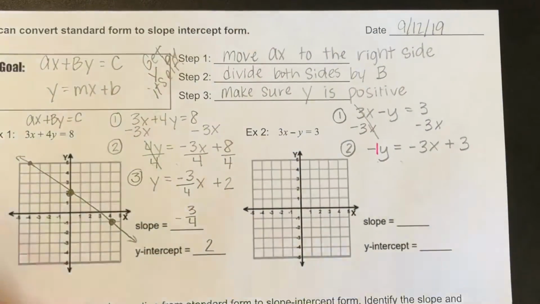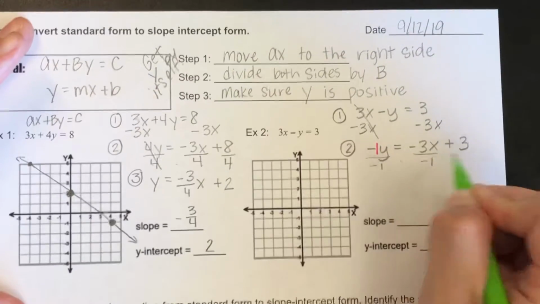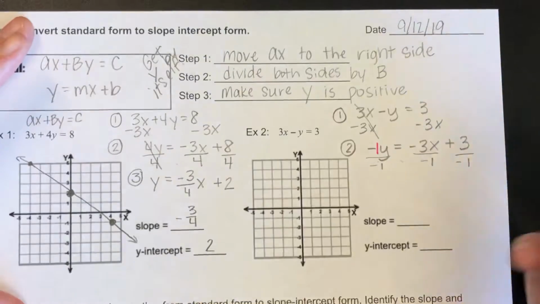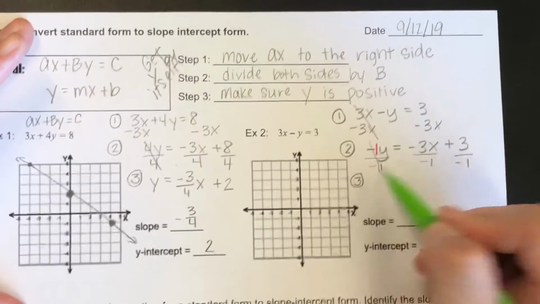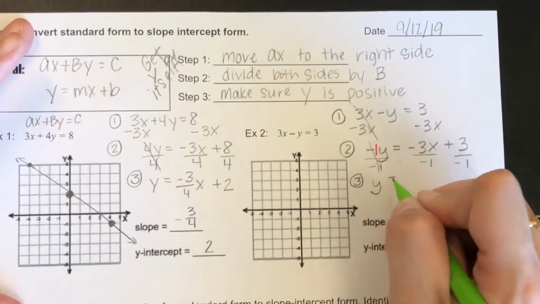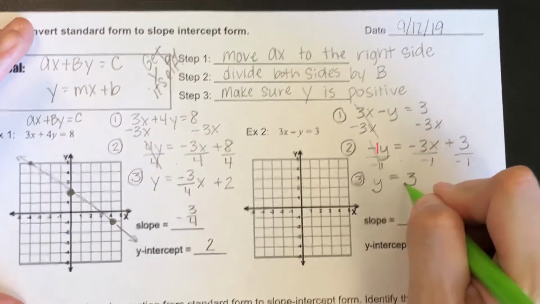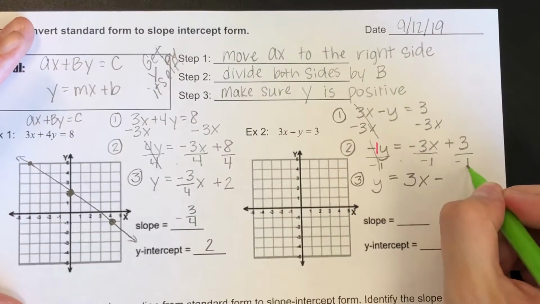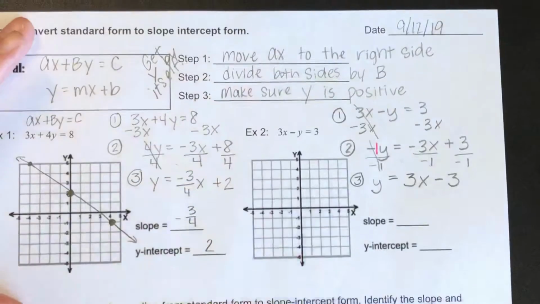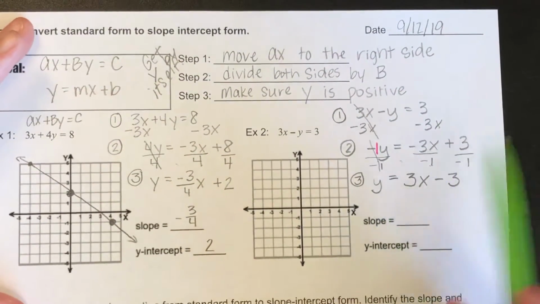Which means we're going to be dividing by negative 1 on all of these three. So the negative 1's will cancel. We're left with y equals negative 3 divided by negative 1, which gives us a positive 3x. And then a 3 divided by a negative 1 gives us a negative 3. Let's make sure y is positive. Y is positive, so we're set.